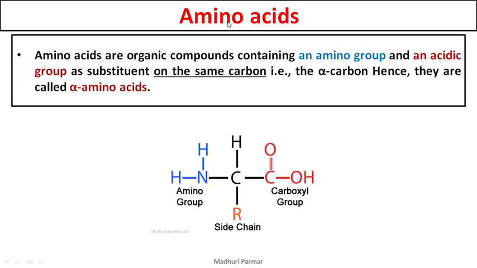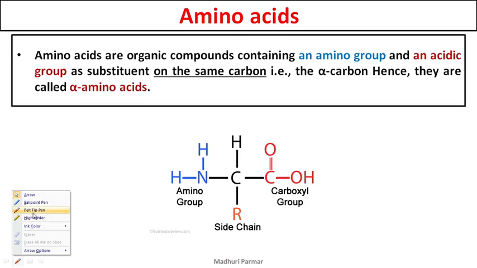As the name suggests, from the name itself you can come to know two things. First, it is an organic compound, that you should know. This organic compound has an amino group and an acid group. That is why they are called amino acids. Clear? Now what you have to remember is that the amino and acid group are attached to the same carbon.